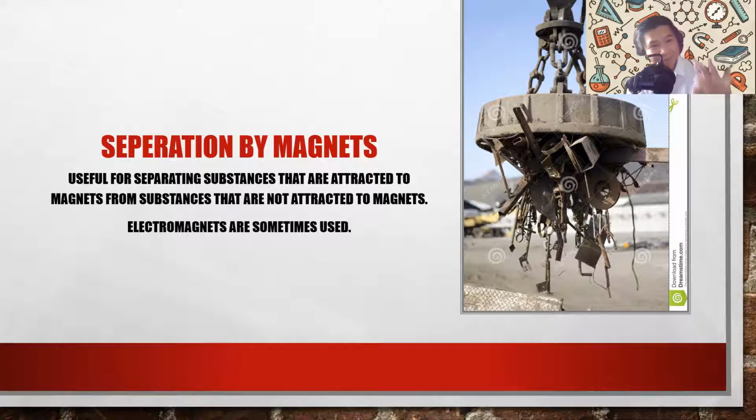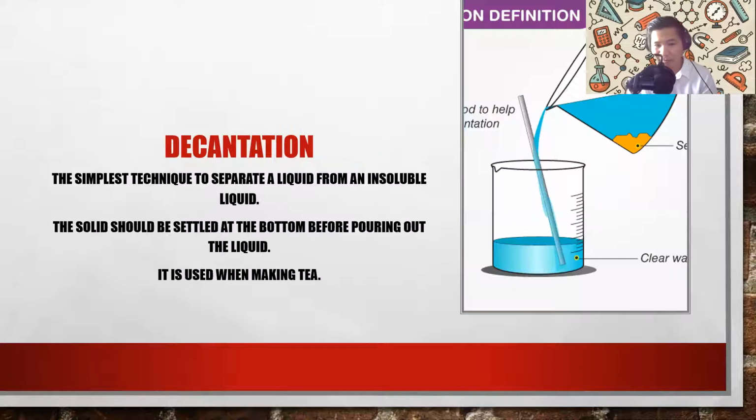Separation technique number 3. Separation by magnets. Separation technique number 4. Now, 1 and 2 and 3 are used to separate solid from solid. Separation technique number 4, decantation. It's to separate solid from liquid. Very easy. It's the simplest technique to separate a liquid from an insoluble solid.